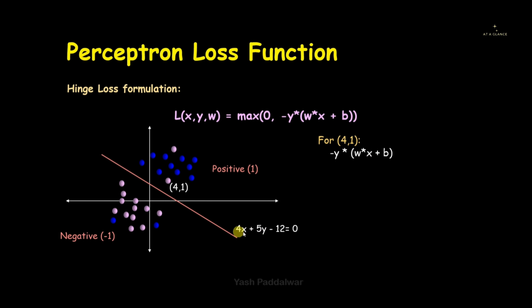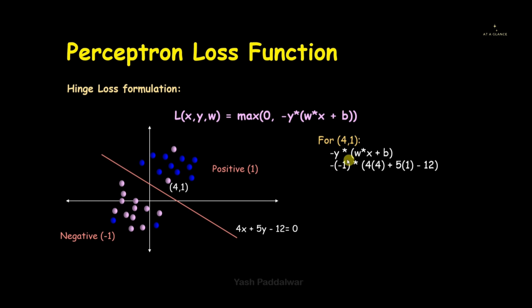And we also have the equation 4x plus 5y minus 12. So you just have to plug in the values 4, 1 instead of x, y in this particular expression 4x plus 5y minus 12. That will be your wx plus b, and minus y is nothing but the actual output of this data point, which is the negative class, -1.